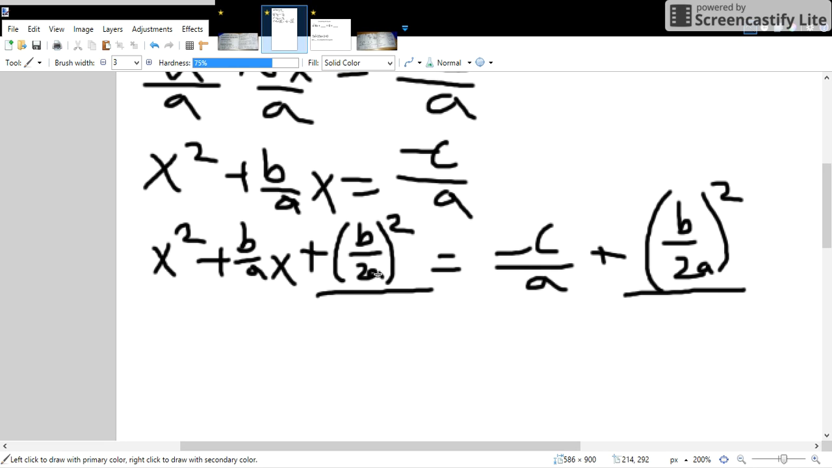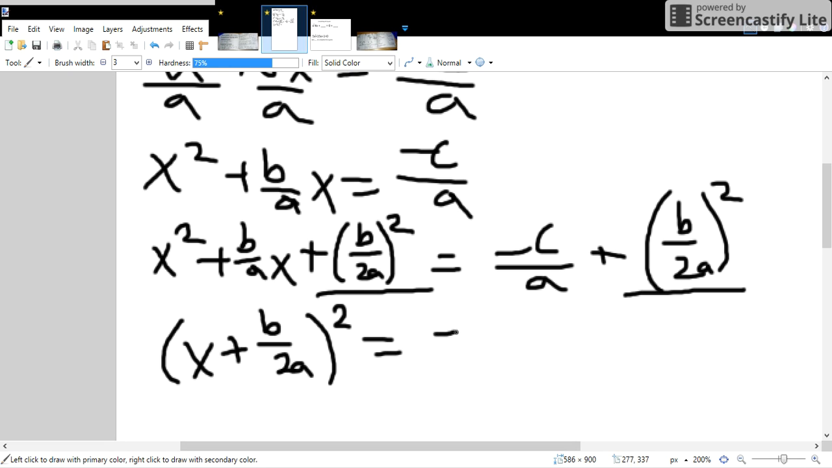So from there, if you notice this factoring right here, we have a perfect square trinomial from our other page. So that can be written as this. So x plus b over 2a squared equals our negative c over a plus b squared over 4a squared.